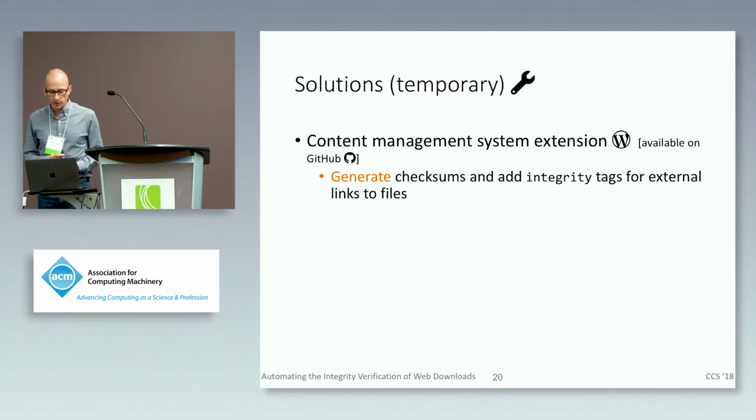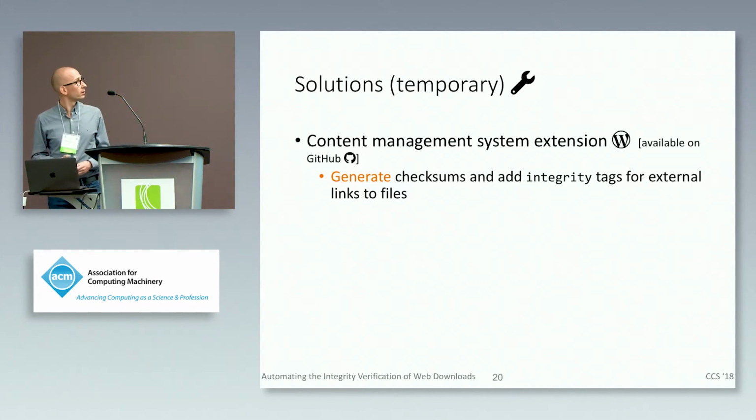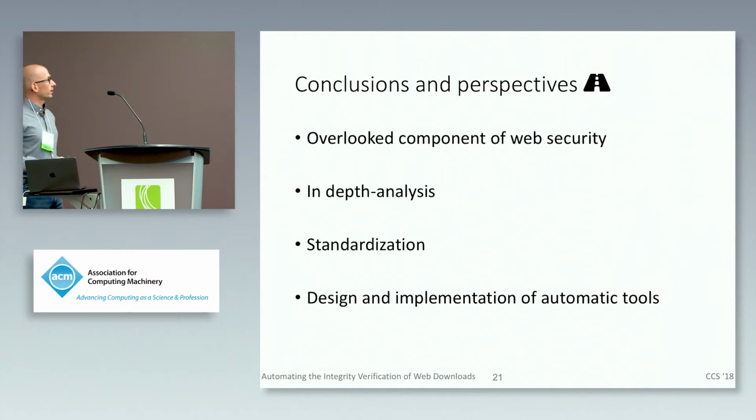And finally, the last artifact that we produced is an extension for WordPress, knowing that WordPress serves more than 1/3 of the web pages on the web. An extension for this content management system to automatically generate the checksum. That is, every time you include a link to an external file in WordPress, the extension computes the checksum of the file and integrates it into the integrity field of the link put in the web page. All right, so that's it for this work.